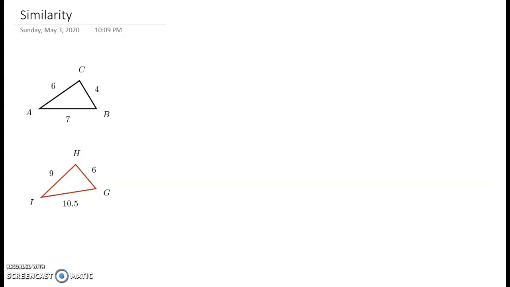How to show that triangles are similar using the side-side-side similarity theorem. First, compare the matching sides. These two sides match because they are the smallest sides. These are the medium size sides of the triangles.